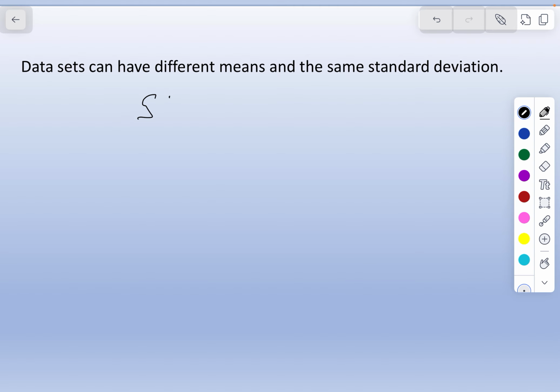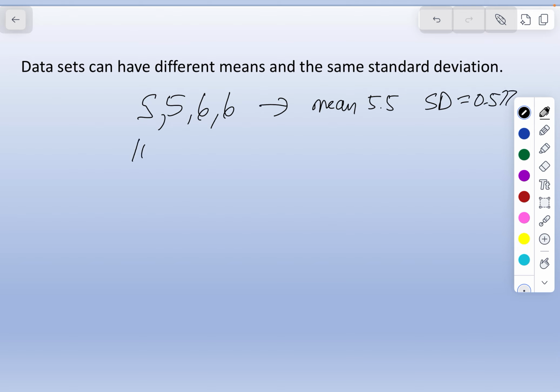They can have different means, but the same standard deviation. Now, that's harder for me to just recreate off the top of my head. Well, what that means is if two sets have different means, but they're spread, I think I can do this. Remember that 5, 5, 6, 6 had a mean of 5.5 and a standard deviation of 0.577. I think if we do 10, 10, 11, and 11, I think the mean of that is 10.5, different means, but I think it's going to have the same standard deviation.